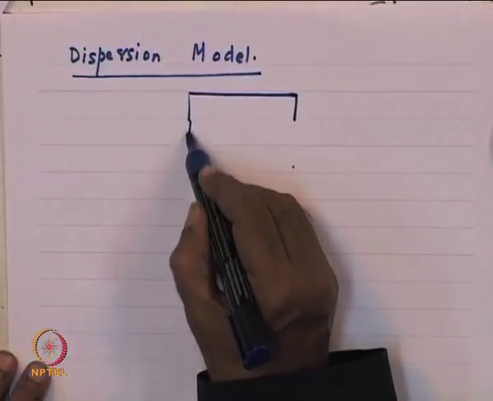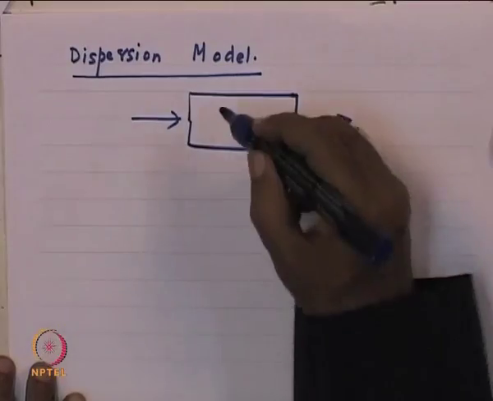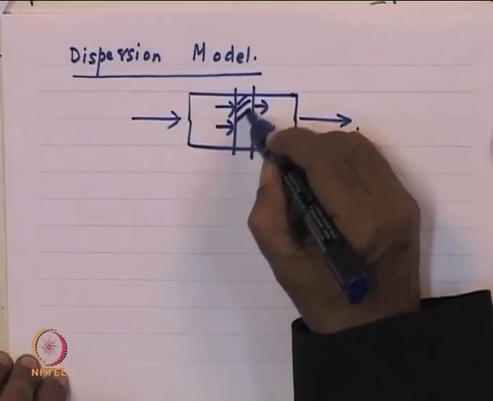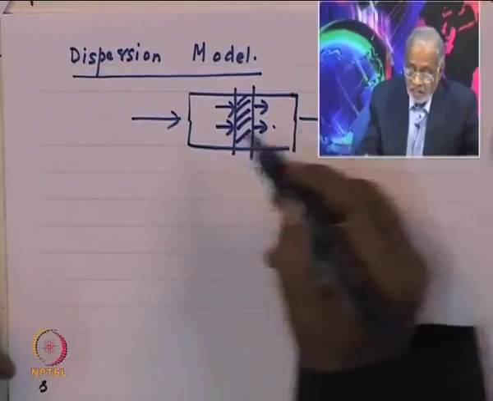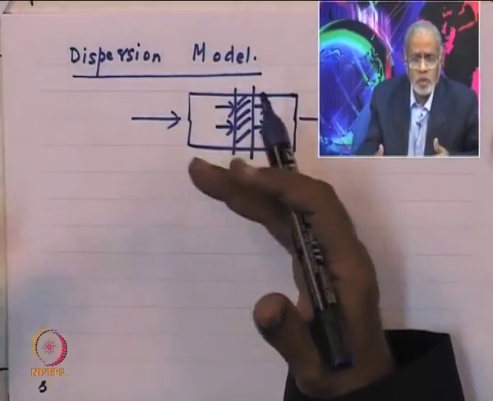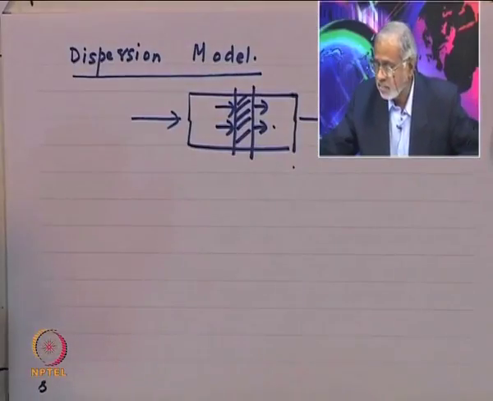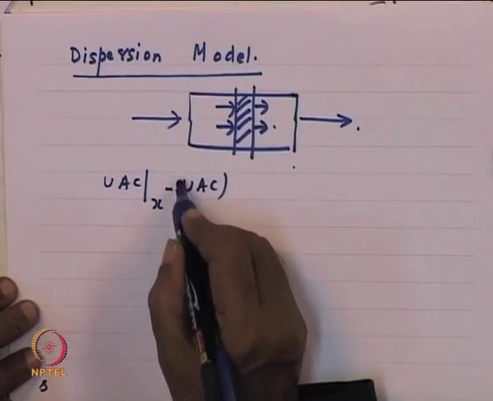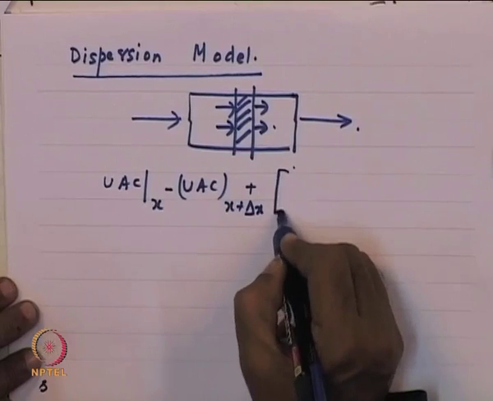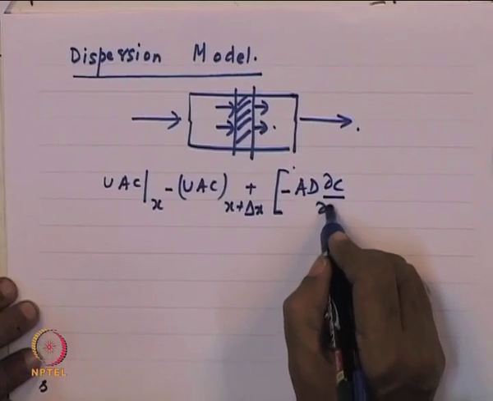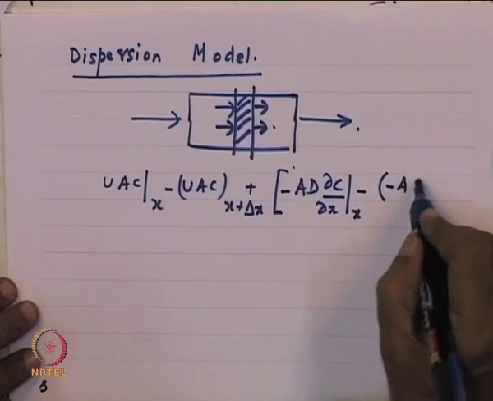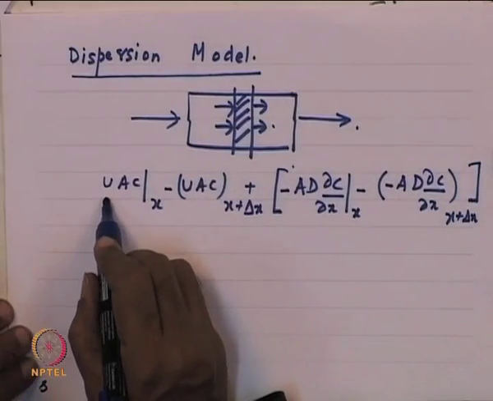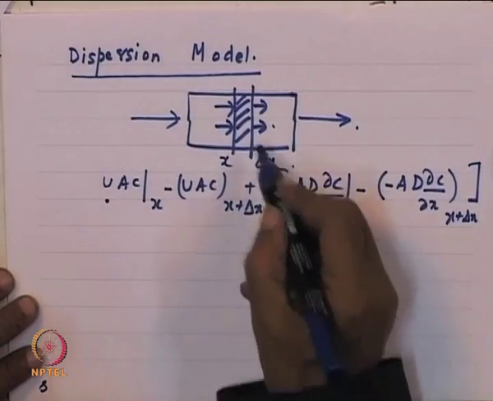We have a reaction equipment, fluid comes in, fluid goes out. Now, let us see what happens at any interface, at any volume, inside an elemental volume. We know from our basic understanding, there is convective flow and there is always a diffusive transport because of the molecular conditions at that interface. If we take these into account, we can say U A C at some x, U A C at x plus delta x, plus you have the diffusive transport, which is del C del x at x, and then minus A D del C del x at x plus delta x. What are these? This is convective entry into the control volume, this is x and this is x plus delta x, this is the volume delta V.